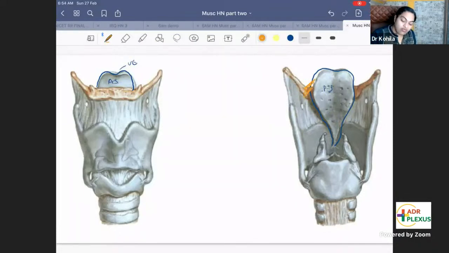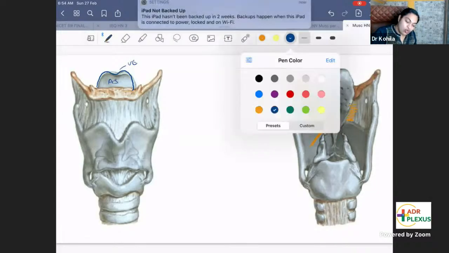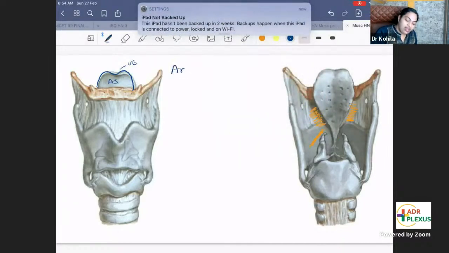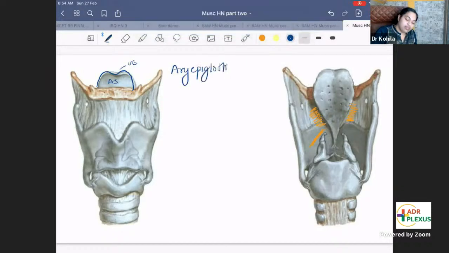From the sides of it, you have a muscle called the Ari Epiglotticus. Not so high, a little lower. Ari Epiglotticus muscle. Okay, from the sides of it. And then you have a muscle called the Thyroepiglotticus. So in relation to epiglottis, there are two muscles. What are they? Ari Epiglotticus and Thyroepiglotticus.